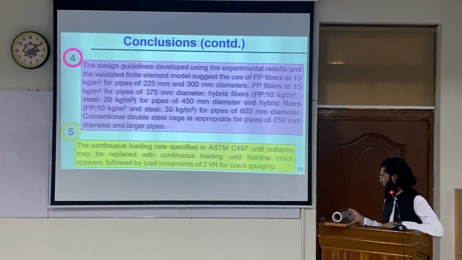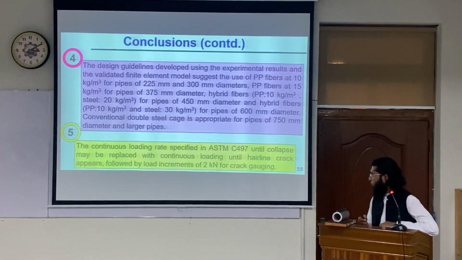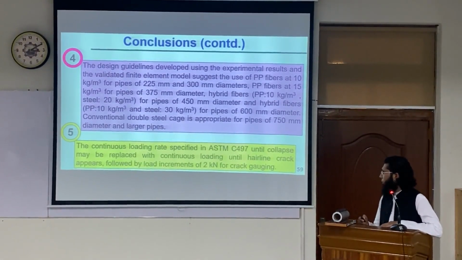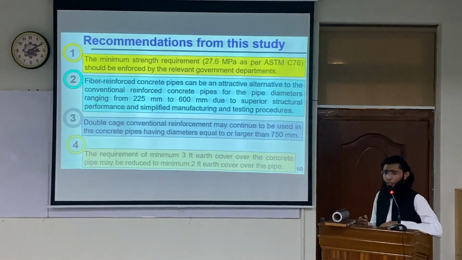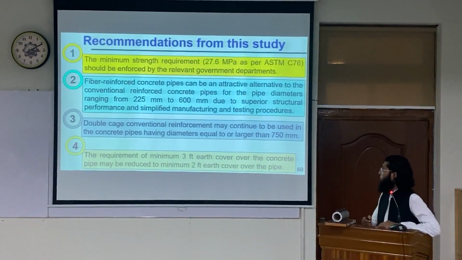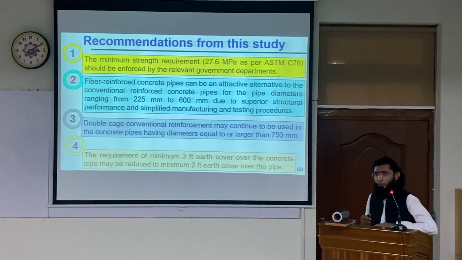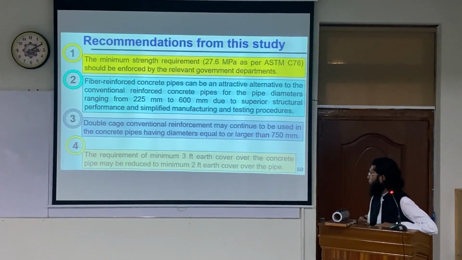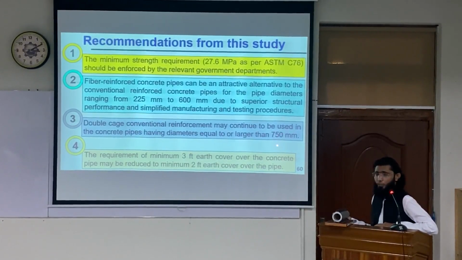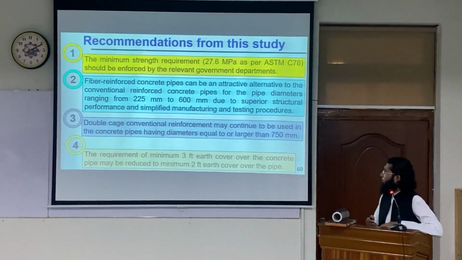Continuous loading rate in ASTM C497: if it is replaced with step loading, it could enhance the accuracy of the work. A few recommendations from this study: the minimum strength requirement should be enforced by the relevant government departments, and fiber-reinforced concrete pipes can be an effective alternative because of superior structural performance and simplified manufacturing. Double cage reinforcement I would still recommend for the larger pipes, 750 millimeter and larger. And the earth cover requirement may be reduced from 3 feet to 2 feet.